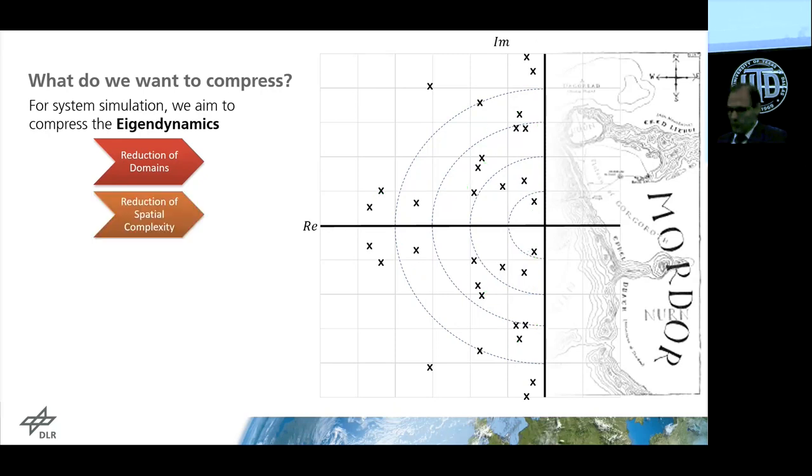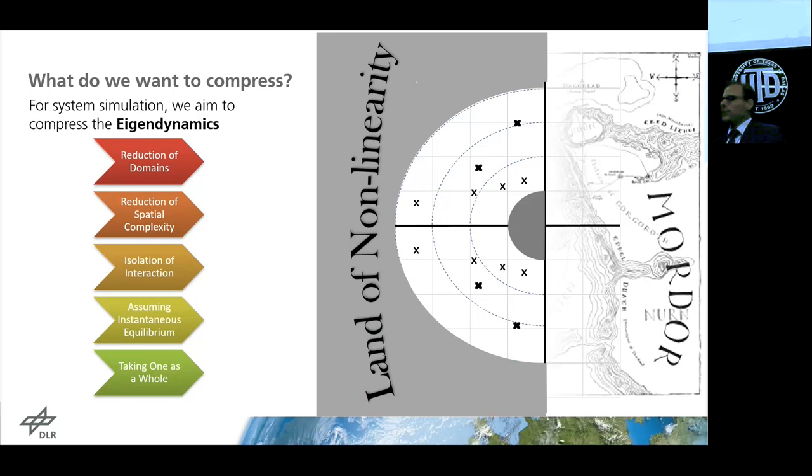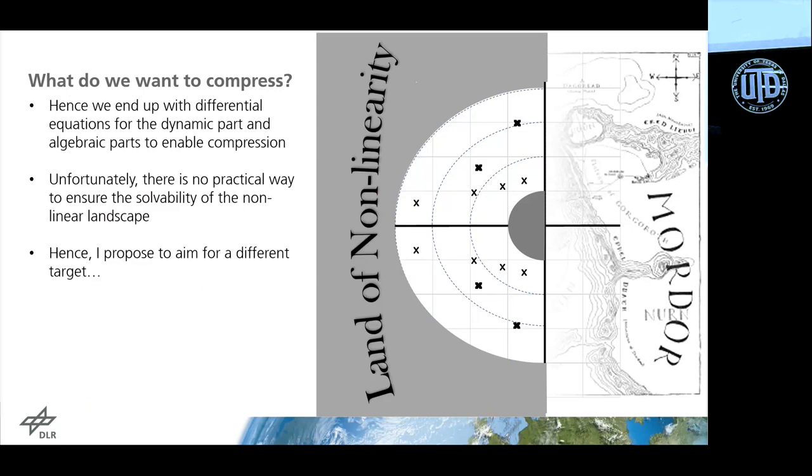I reduce spatial complexity, so I take away. Then I isolate interactions. So there might be boundary conditions where I say, well, stuff that is so slow, I assume as constant, or I stipulate as given. And then again, the two evil processes, assuming an instantaneous equilibrium or assuming an average and taking one as a whole, then takes away everything that is faster or more highly oscillating than a certain threshold. And then I have here the land of non-linearity that I create by this. And hence you also have index reduction that may join a few eigenvalues here.